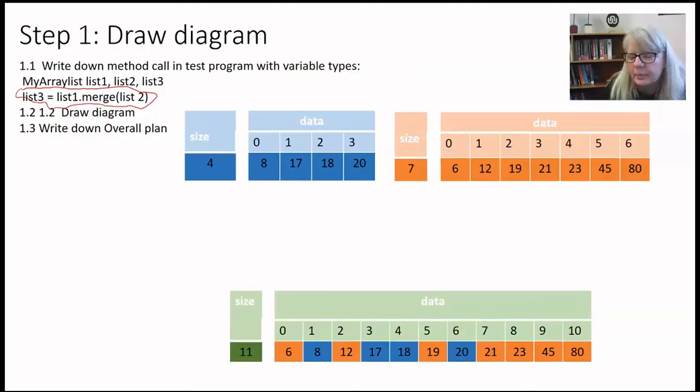Draw the diagram. How many lists are we drawing? If you do this in the exam, that's easy for me to mark. I just check whether you have the right number of lists. Do you understand why you have 3? So this one is the first one, the second one, and the result.